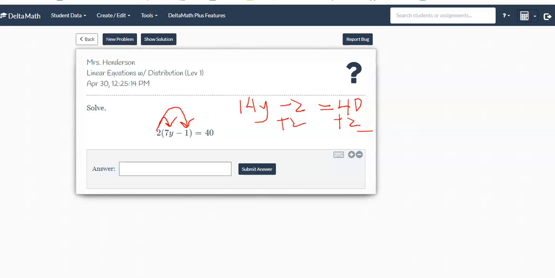Add 2 to both sides. 14y equals 42. Divide both sides by 14. Y equals 3. Oops, that's crazy looking. Y equals 3.